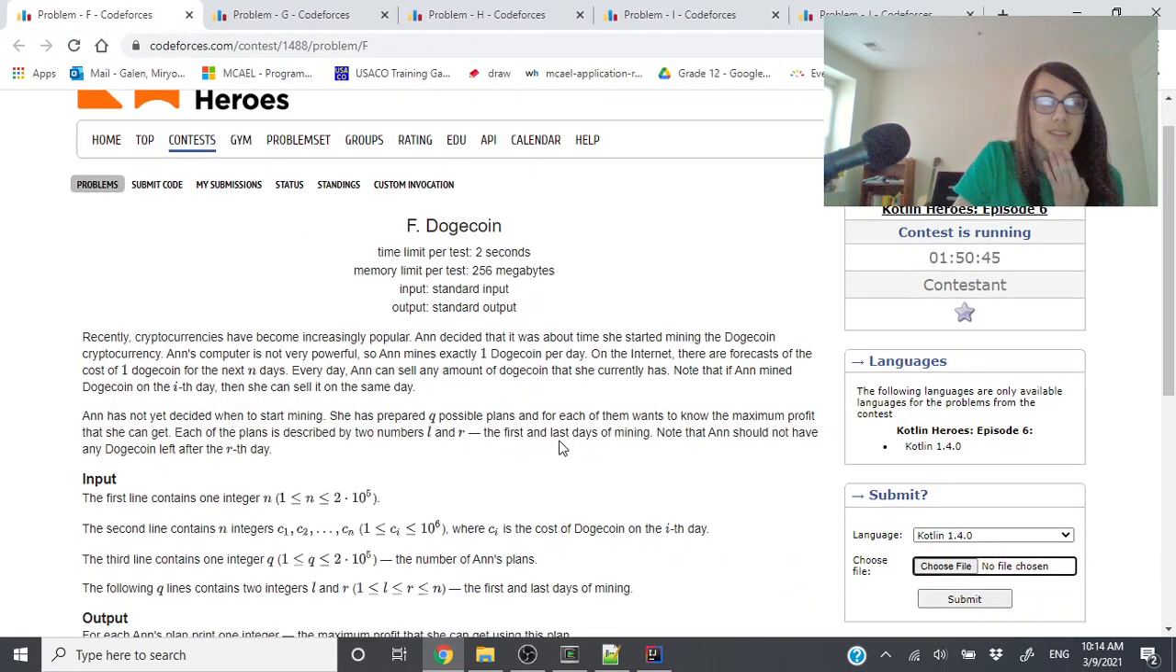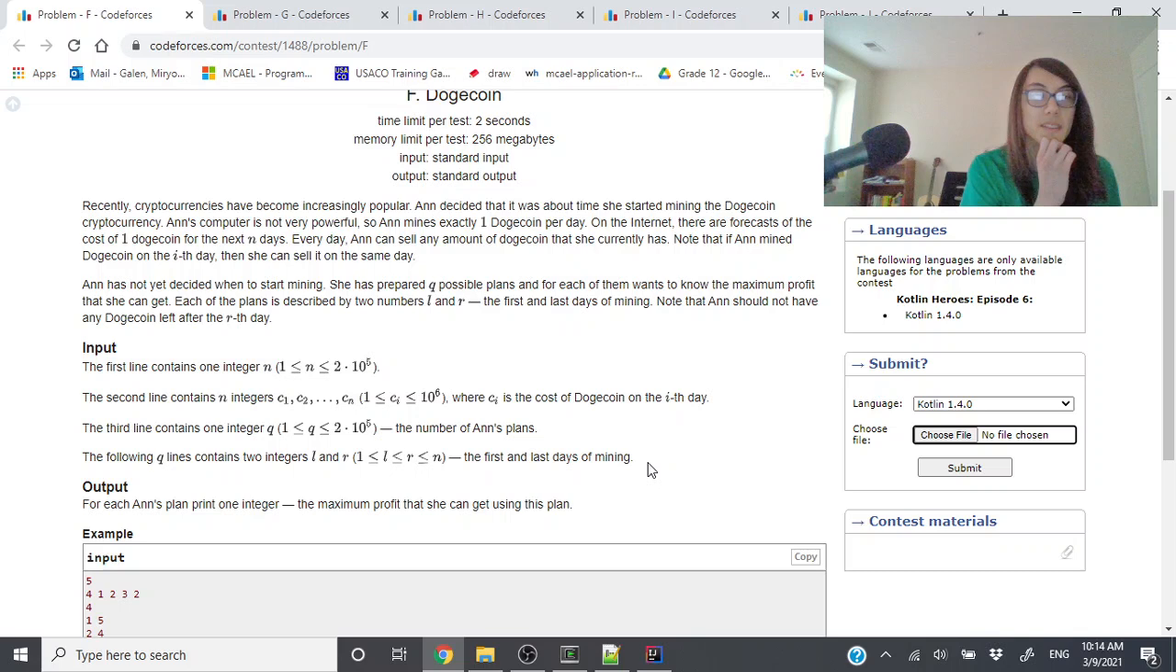Okay. Recently, cryptocurrencies have become increasingly popular, and Anne decided it was about time she started mining the Dogecoin cryptocurrency. They do like Doge. They had Doge forces too, and that was a really annoying problem. So hopefully this isn't. There are forecasts of the cost of 1 Dogecoin. Every day Anne can sell any amount of Dogecoin. She mined it on the 8th day, and she can sell it on the same day. What? Why? First and last days of mining. Okay, so we need stuff there. What's the maximum profit?